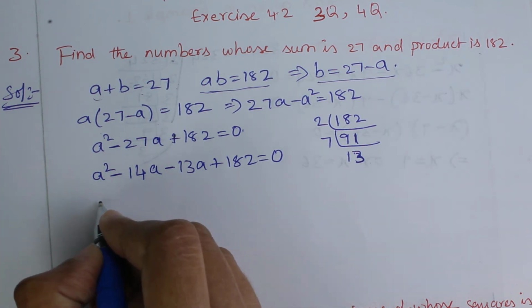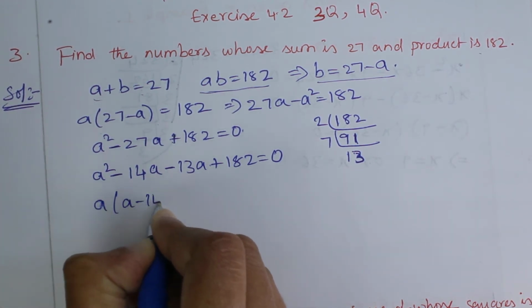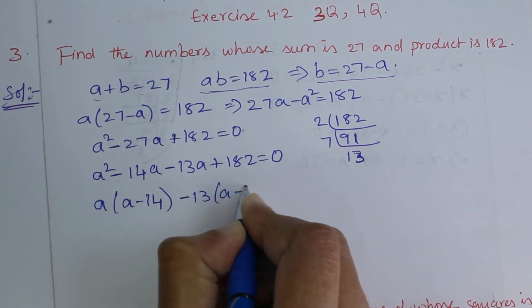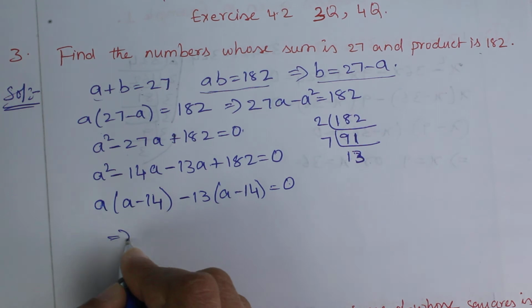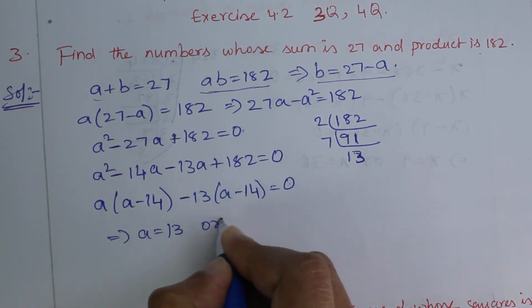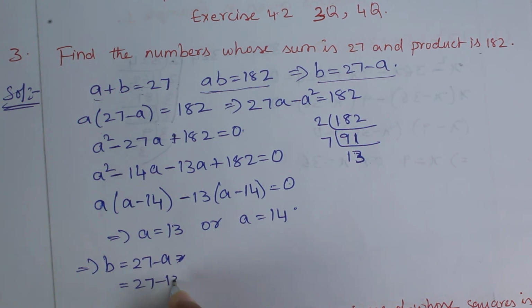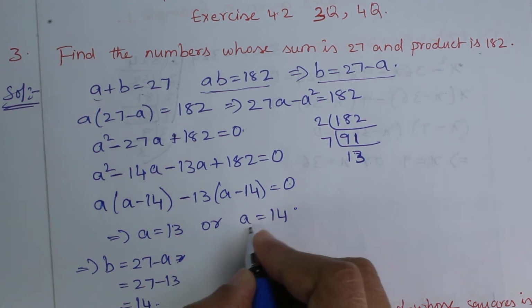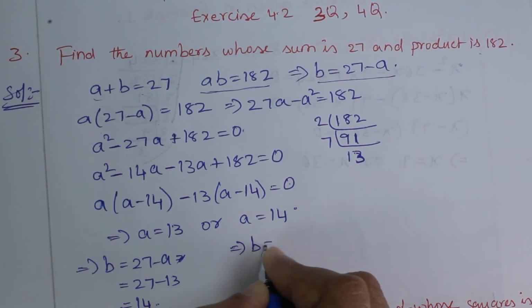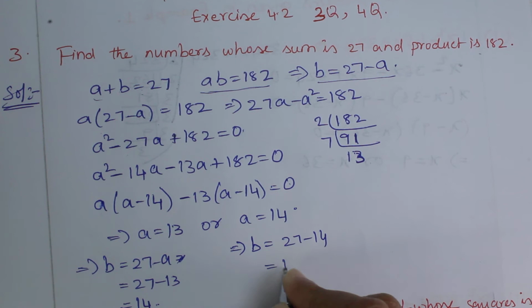Okay. Now I am taking a as common. a into a minus 14 minus 13 into a minus 14 is equal to 0. That implies a is equal to 13 or a is equal to 14. If a is equal to 13, then b is equal to 27 minus a, right? That is 27 minus 13, that is equal to 14. If a is equal to 14, then b becomes 27 minus 14, that is 13. So if a is 13, b becomes 14. If a is 14, b becomes 13.